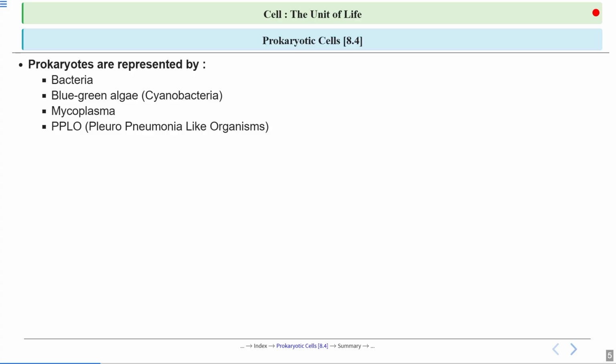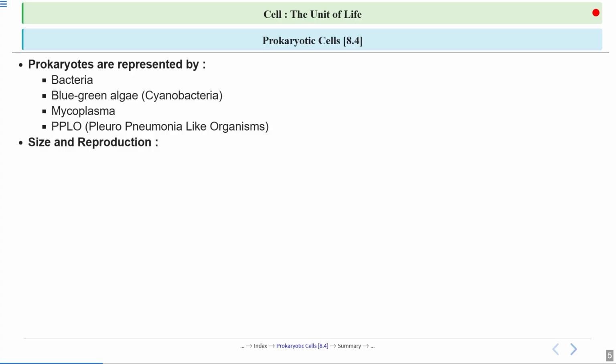Now, what was the feature of prokaryotic cells? Prokaryotic cells lack a true nucleus. Instead of a nucleus, they have the nucleoid, which is a region where the genetic material is present. So the genetic material floats, because there is no nucleus, and this region where the genetic material is present is known as nucleoid. Then they lack membrane-bound organelles. They have 70S ribosomes. Prokaryotic cells are smaller as compared to eukaryotic cells.